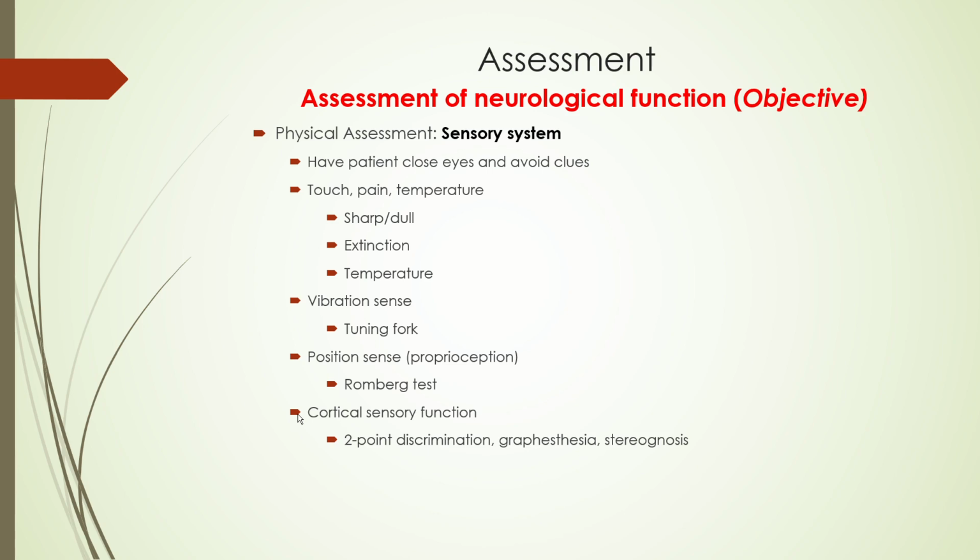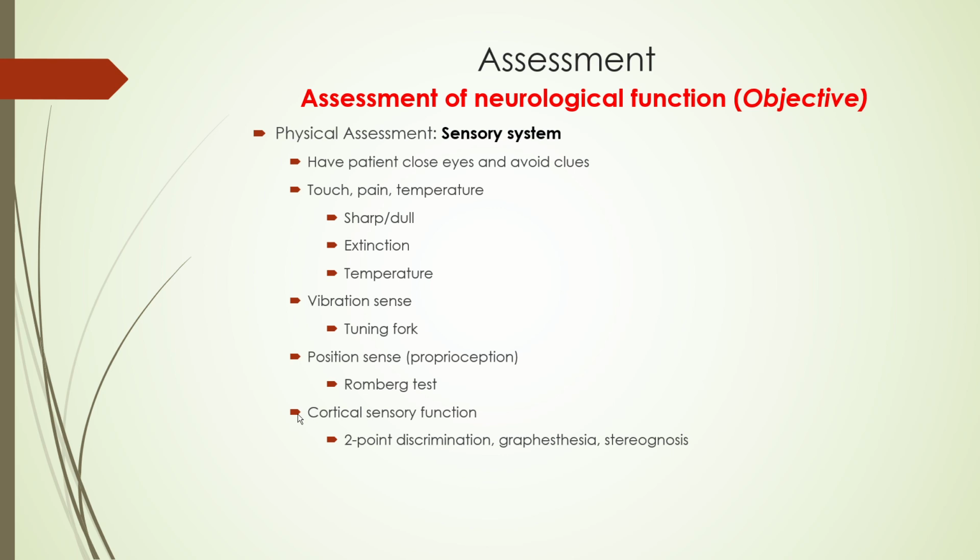The other one is vibration sense. So this also has to do with the tuning fork, which is not always readily available, but if you have a tuning fork, you can put that on a bony prominence and see if the patient can actually feel the vibration sense. Position sense or proprioception is another sensory test.